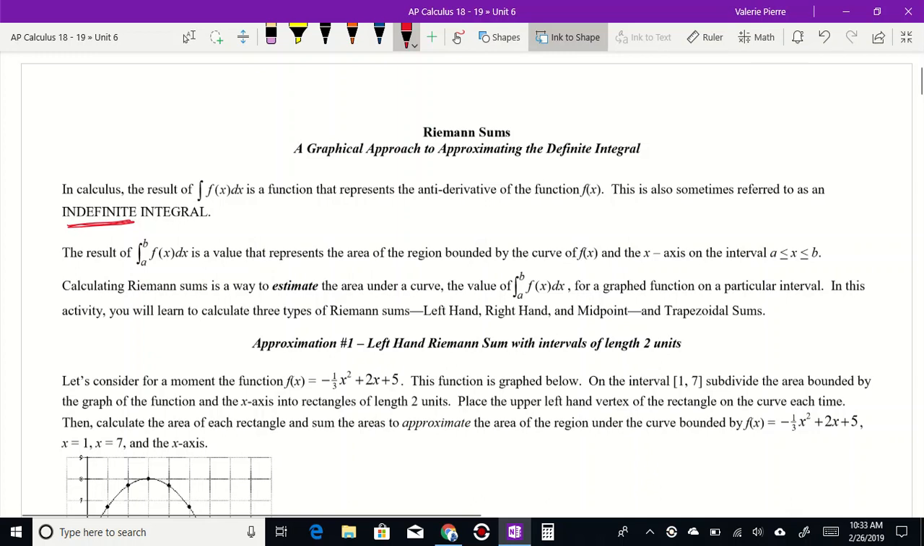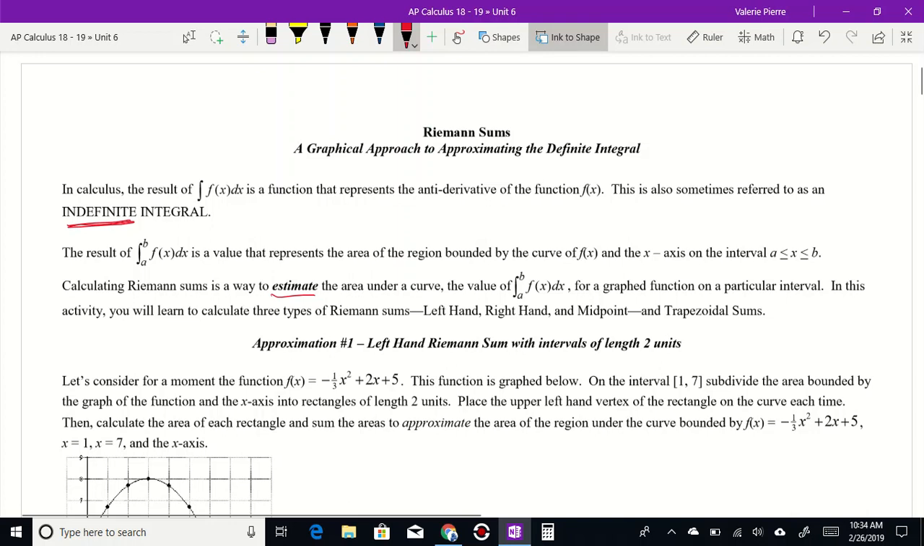The result of the integral from a to b of f of x dx is a value that represents the area of the region bounded by the curve of f of x and the x-axis on the interval from a to b. Calculating Riemann sums is a way to estimate the area under the curve, the value of the integral from a to b of f of x dx, for a graphed function on a particular interval.